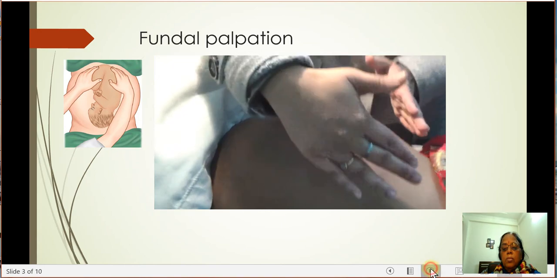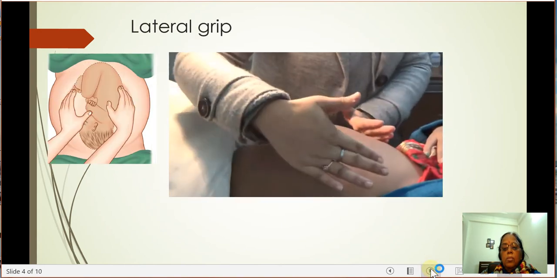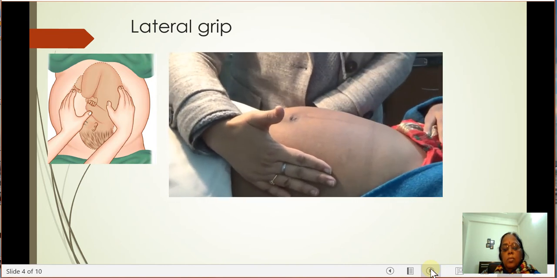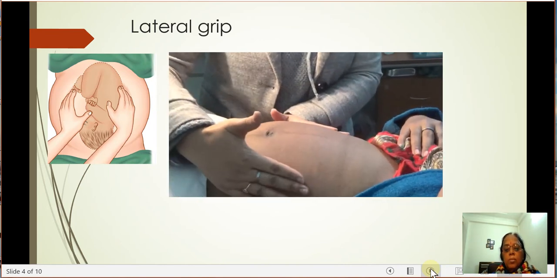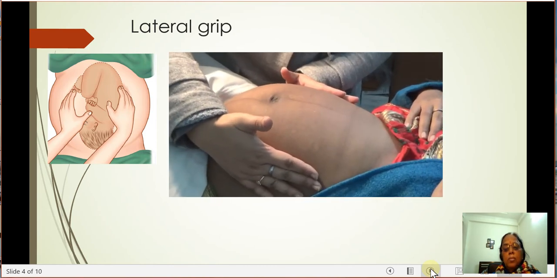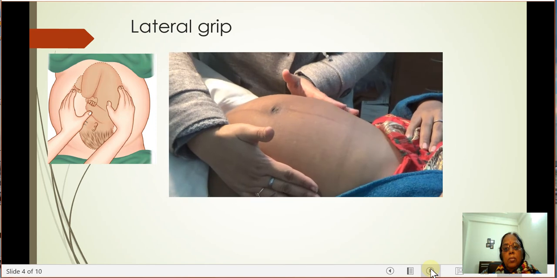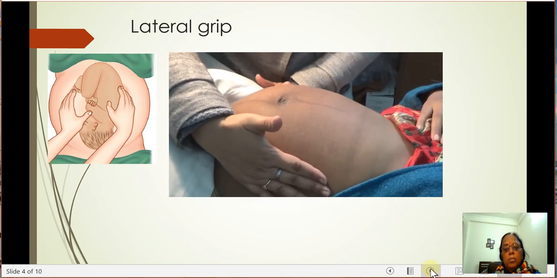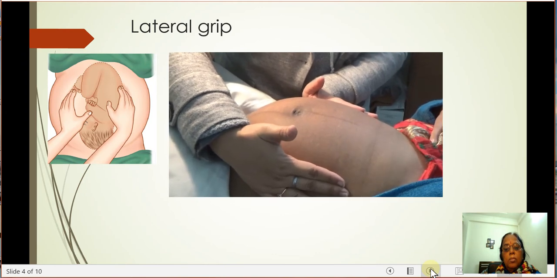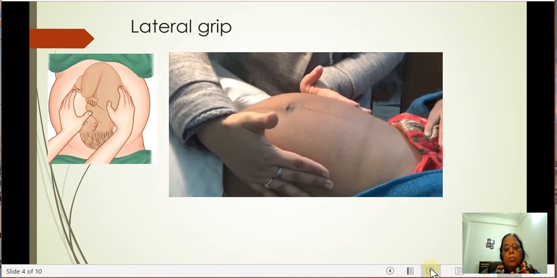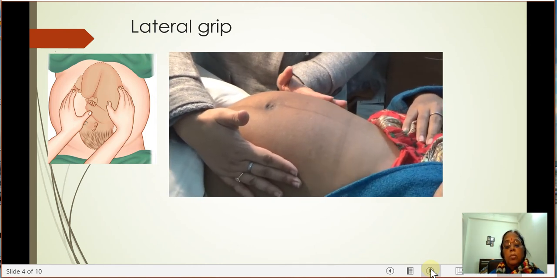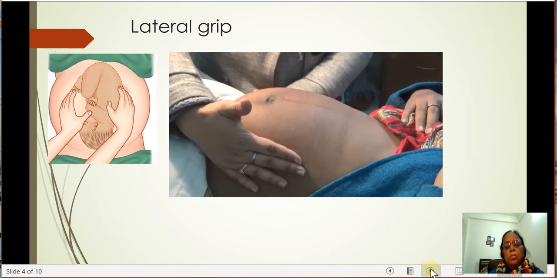Now, after the fundal grip, we will slowly move down towards the lateral side of the uterus, and start palpating the lateral borders of the uterus. That is called the lateral grip. For doing that, you will stabilize the uterus with the help of one hand and slowly drag the second hand from upwards to downwards. So you are going to feel the part. If there is a regular convexity on one side, that is suggestive of the back of the baby, and knobby structures on the other side will represent the limb buds of the baby.